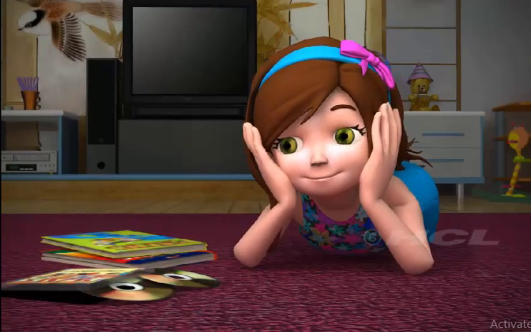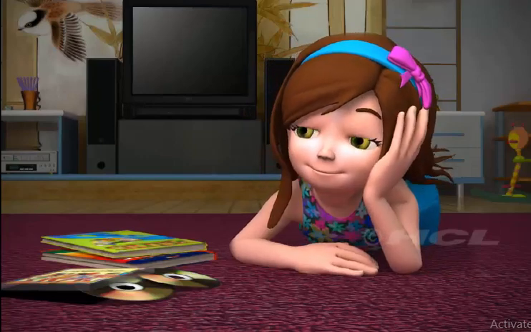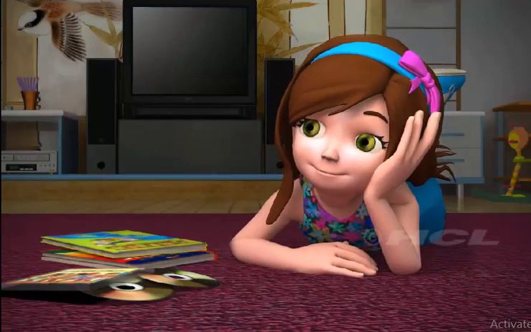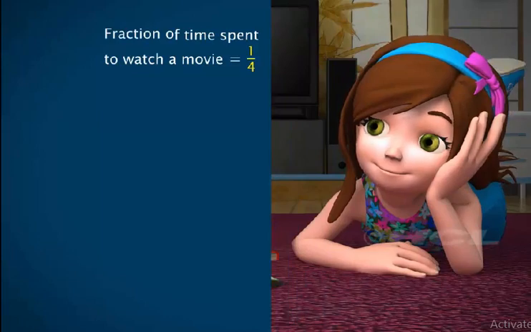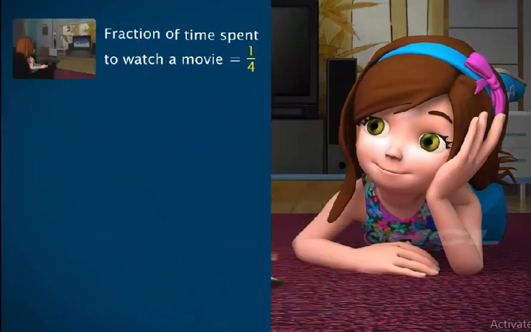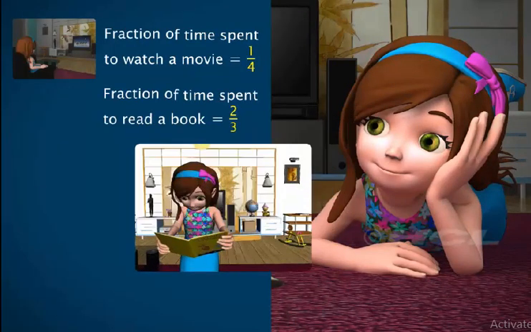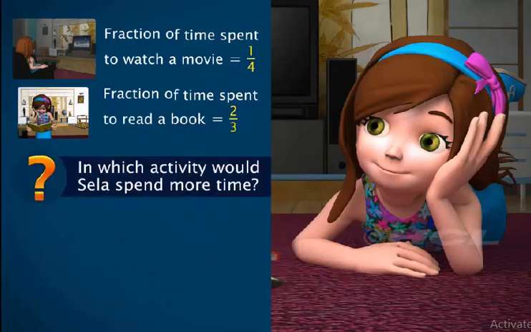Today is a holiday for Sela and she wants to spend her time relaxing. Sela wants to spend 1/4 of her time watching a movie and 2/3 of her time reading a book. In which activity would Sela spend more time?